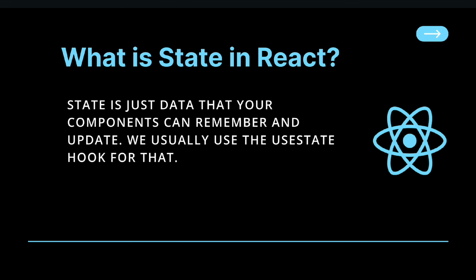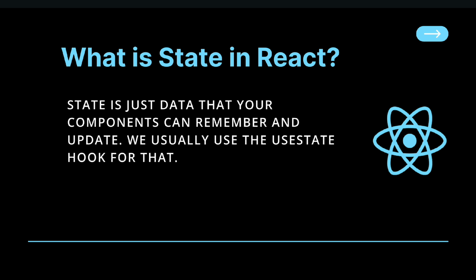So what is state in React? In simple terms, state is just data that your component can remember and update. We usually use the state hook for all of that. When we create a state like user data, we use the user data to manipulate our component. So any data that our component uses or depends on is actually called state. Remember, state is different from a normal variable you create.